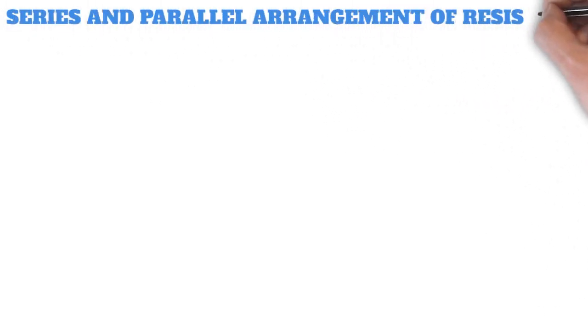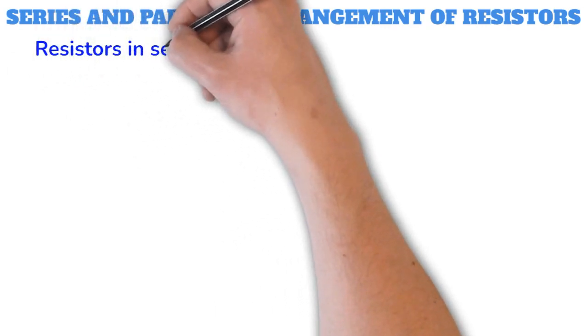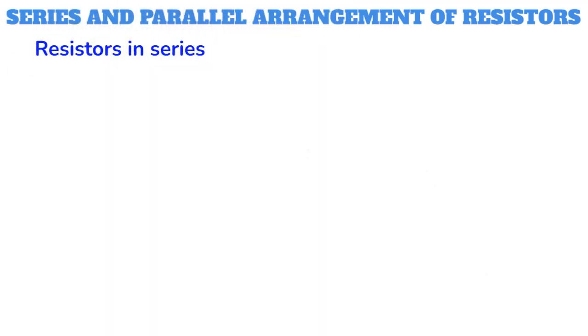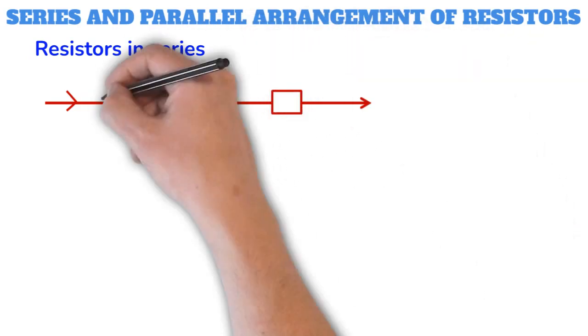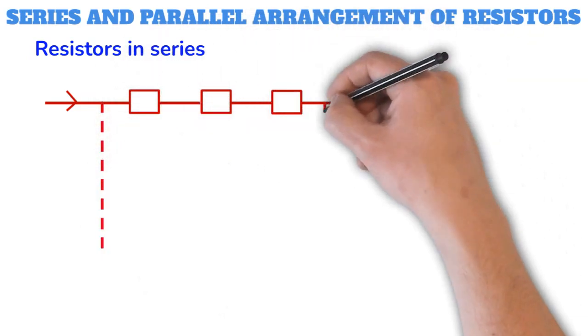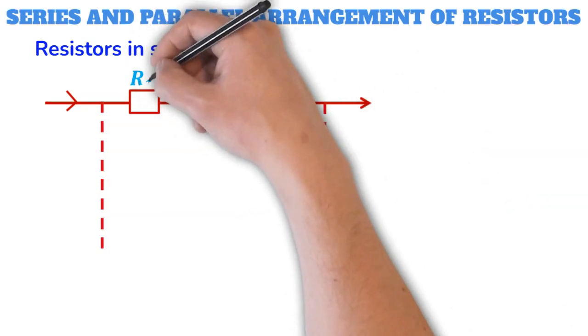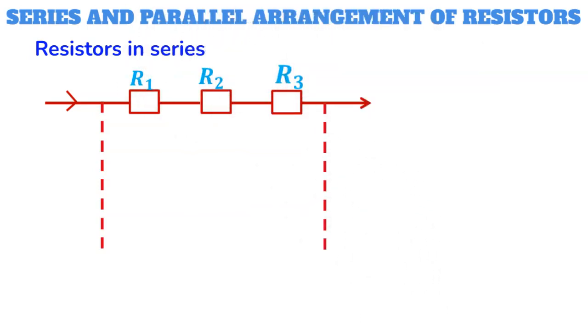Series and parallel arrangement of resistors. Now, resistors in series, let's start with that one, series arrangement. Now, let's consider this diagram here. Note generally, in series connection, number one, the same current passes through each resistor.